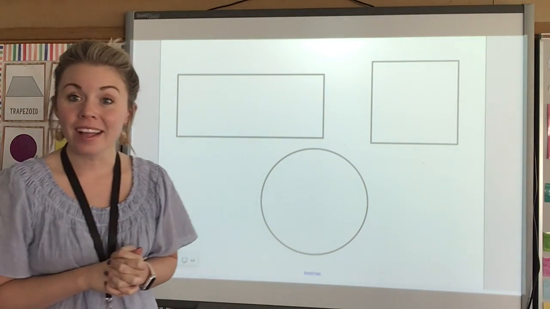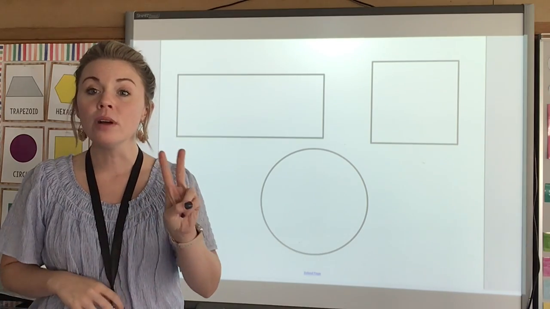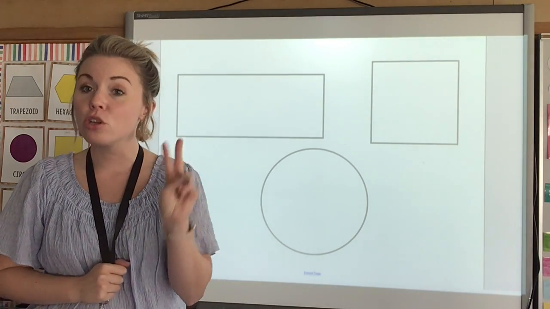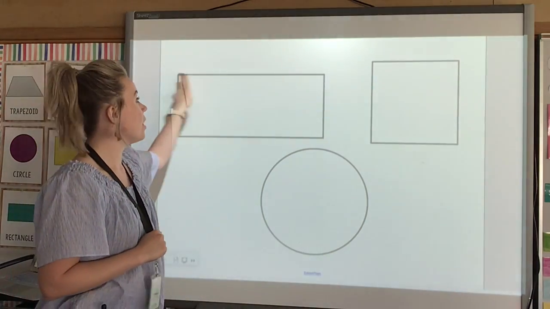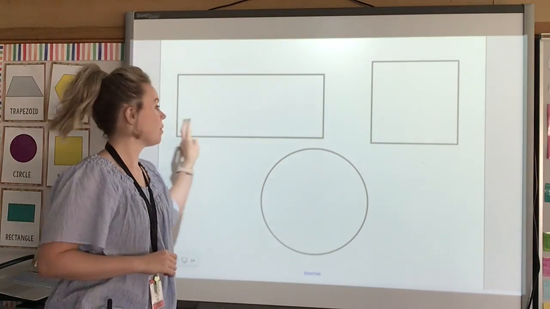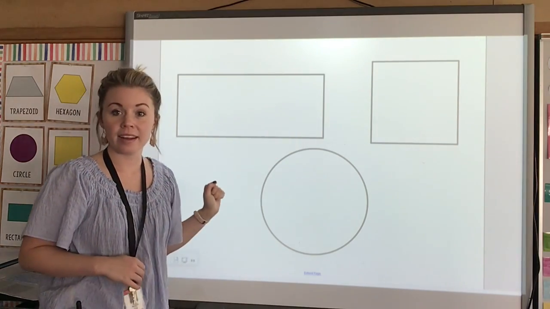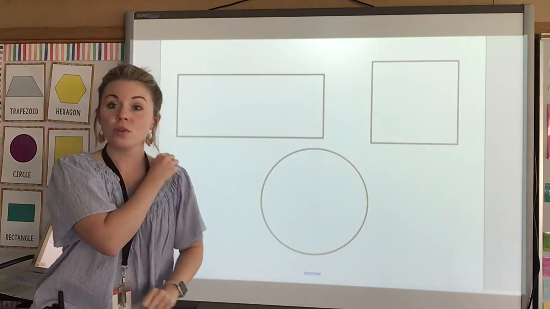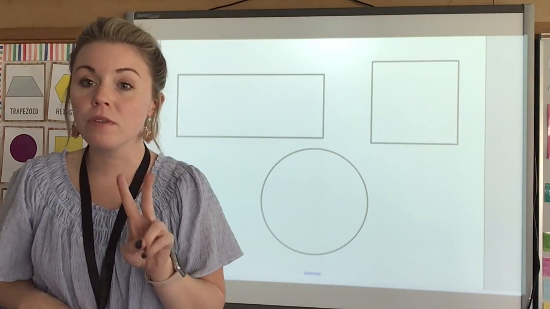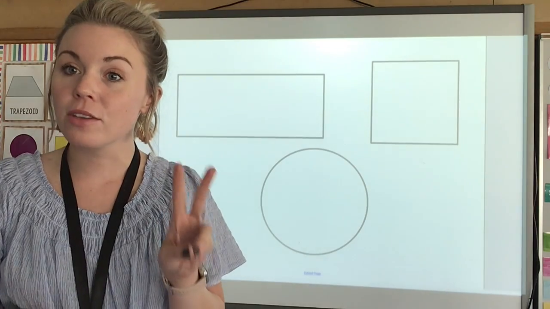Remember, a rectangle has 4 sides, but only 2 of the sides are long sides and 2 of the sides are shorter sides. So if you take a peek at this rectangle, this side is long and it matches this long side. And this side is short and it matches this short side. So a rectangle has 4 sides, but 2 of the sides are longer and 2 of the sides are shorter.